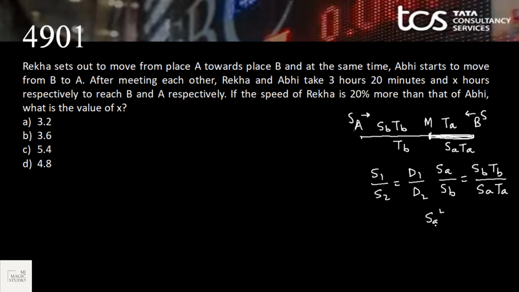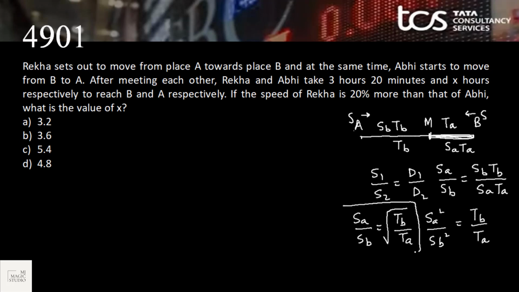Now we can see SA square by SB square is equal to TB by TA. That means SA by SB is equal to root over TB by TA. We can use this as a formula in these kind of questions. Where to use this? Where two people are approaching towards each other at different speed, they started at the same time, and after crossing or after meeting each other, they take time T1 and T2 or TA and TB to reach their respective destination. Then SA by SB is equal to root over TB by TA.